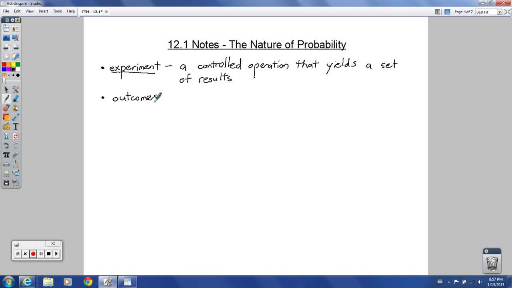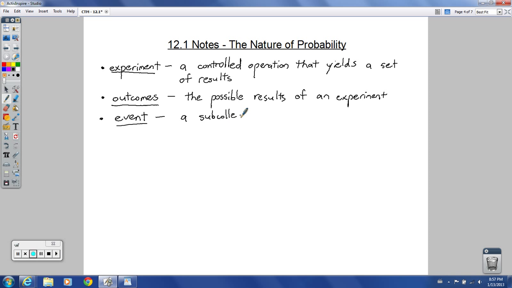Outcomes. What are the outcomes of the experiment? It's just what happened. So what happened in the experiment? It's the possible results of an experiment. And then an event is one of those possible subsets that happen. So an event is a subcollection of the outcomes of an experiment.